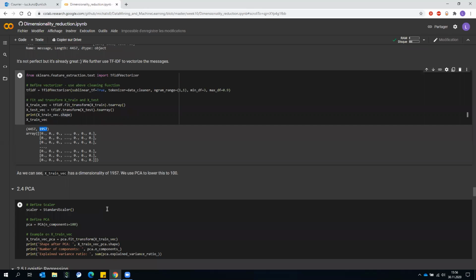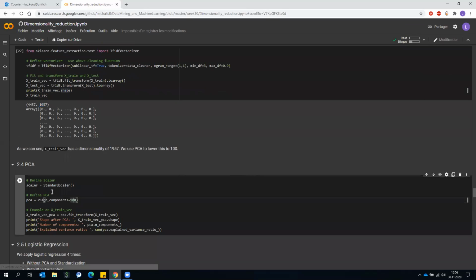And now we can use PCA. So we want to lower the dimensionality of almost 2,200, for instance. So we declare, we create an instance of the class, and then we fit transform, and we can also print the shape, but we already know that it's 100, and the number of components also, and also the explained variance ratio.